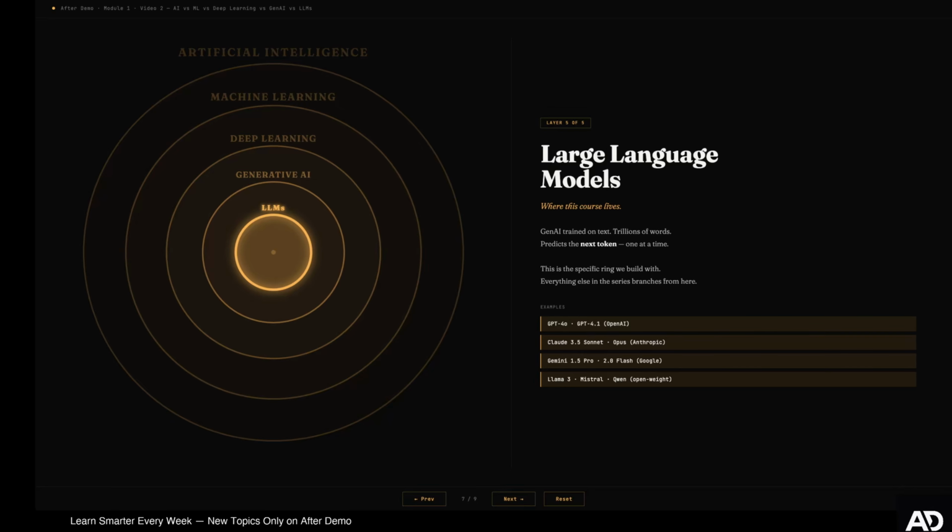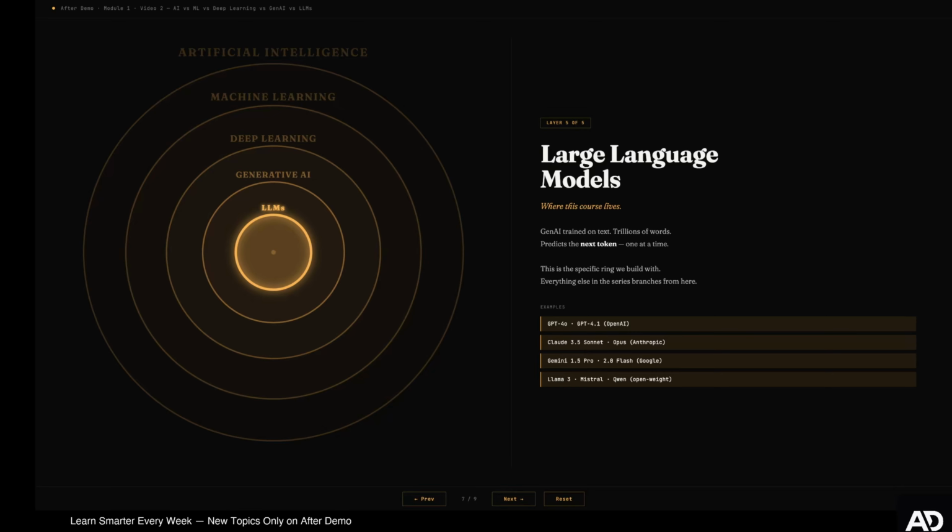ChatGPT 5.0, an LLM. Claude 4.6 Sonnet, an LLM. Gemini, an LLM. Llama 3, an LLM. Mistral, Qwen, LLMs. These are all text in, text out prediction machines. The large refers to the scale. Billions of parameters, trillions of training tokens. We cover parameters as part of video 5. But here's what matters right now.